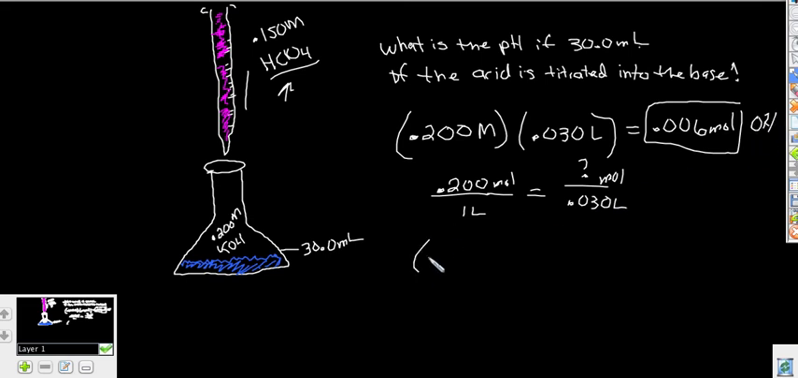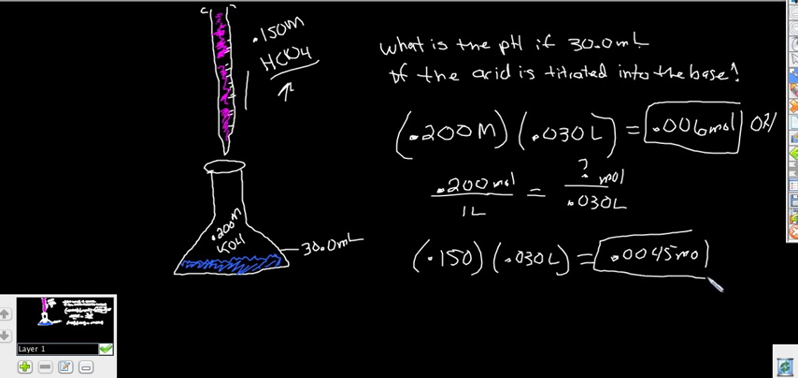And then what do we have of the acid? Well, we have 0.150 times 0.030 liters of the acid, which is going to equal 0.0045 moles of the acid. Okay, so remember, when you're titrating strong acids and bases, they just cancel each other out. So clearly here we're going to have a surplus, and that's one thing you always want to keep in mind. Which one ends up with some left over and which one doesn't, and then that's going to lead you to being able to solve for your pH.